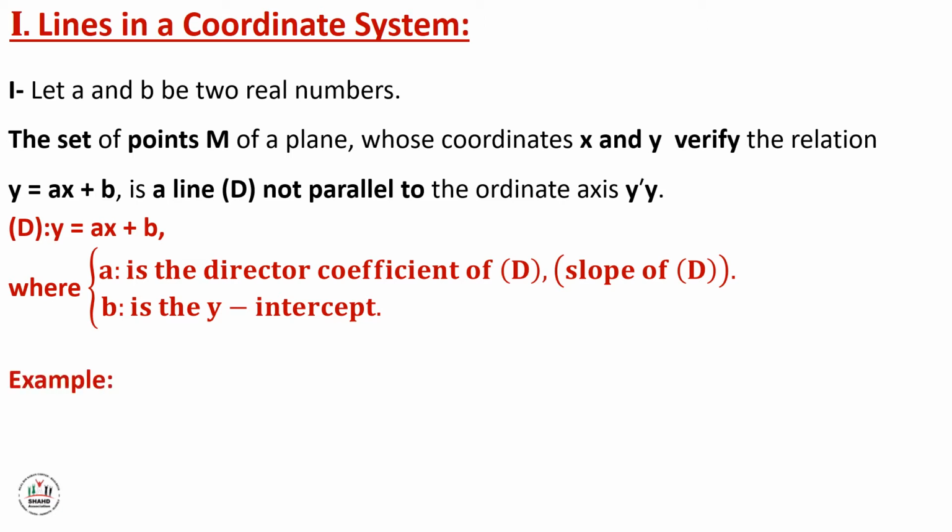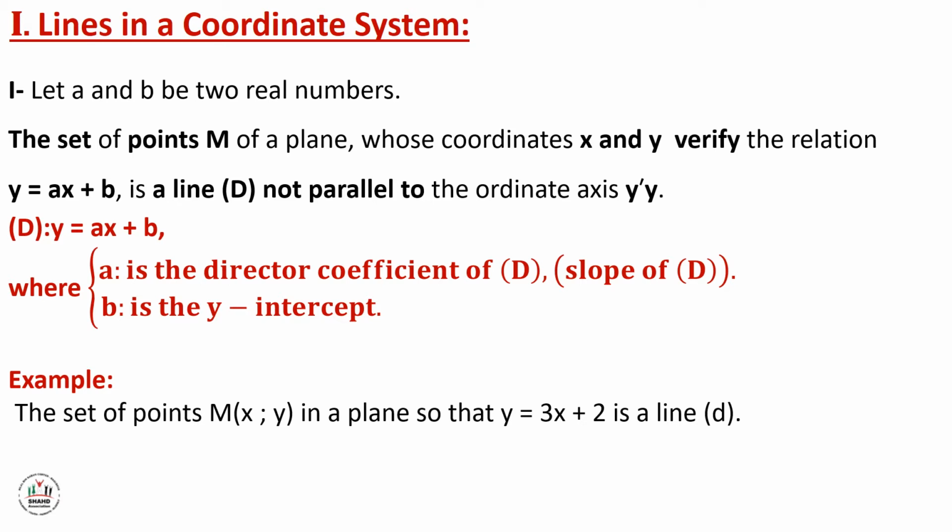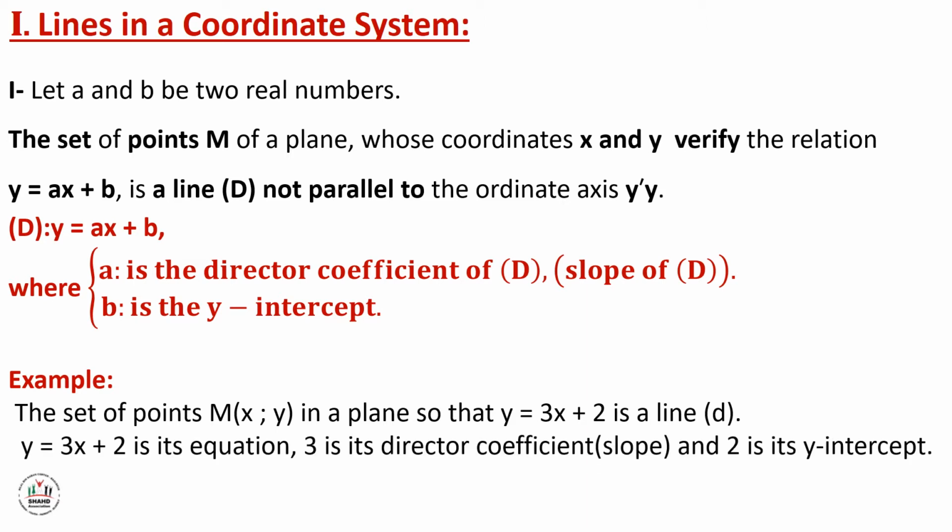So here we have an example. Assume that we have a set of points M(x, y) in a plane so that y equals 3x plus 2. So y equals 3x plus 2 is an equation of line D. In this case, 3 represents the director coefficient of line D, and 2 its y-intercept.